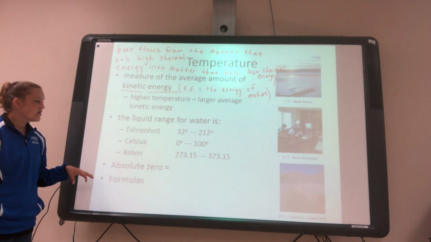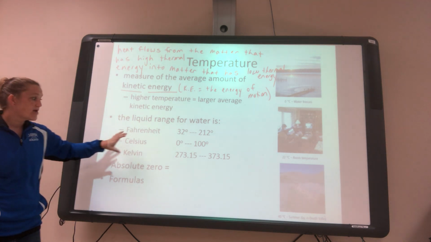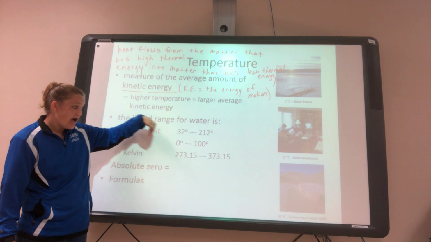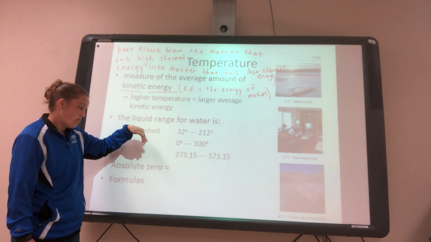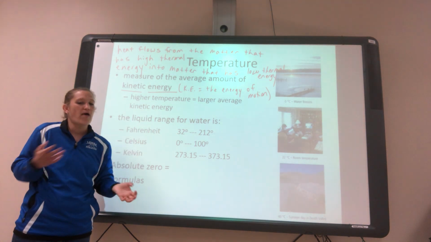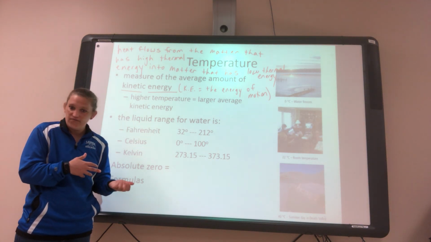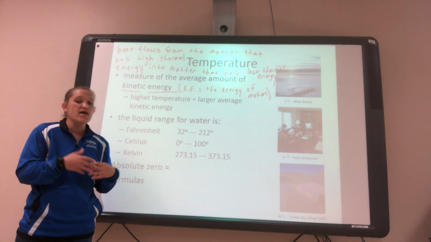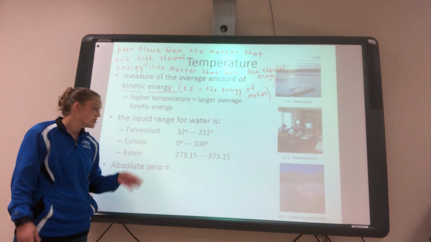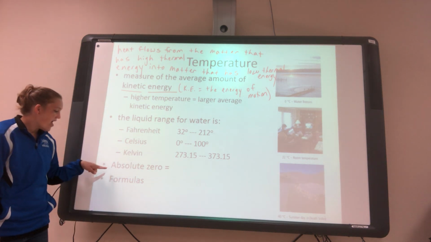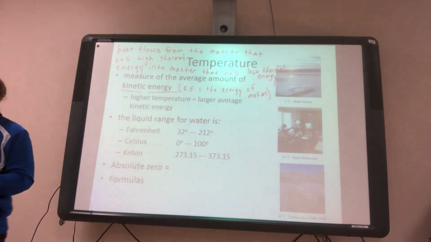Now, one of the things that we want to talk about is, if these are my scales, what is the lowest that these numbers can go? Okay? Now, we can mathematically make them go really low. You can go all the way to negative infinity. But from a chemistry standpoint, what's the lowest that my temperature can go? And that is going to be absolute 0.